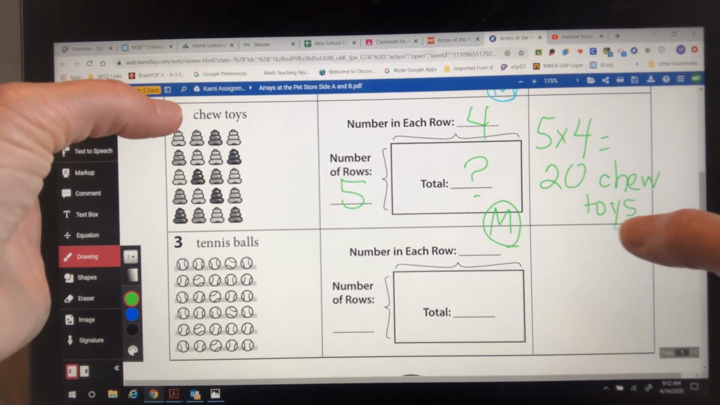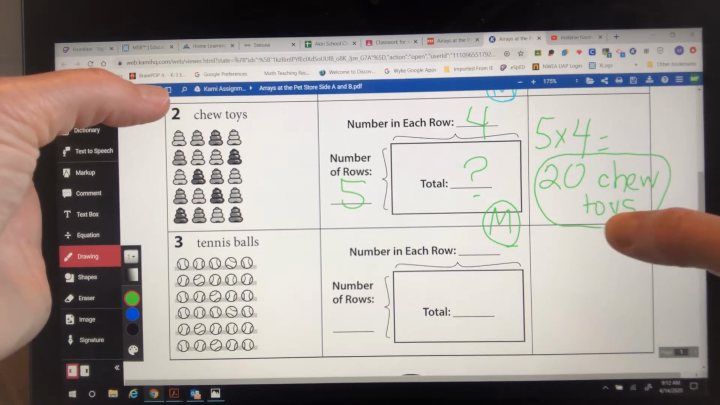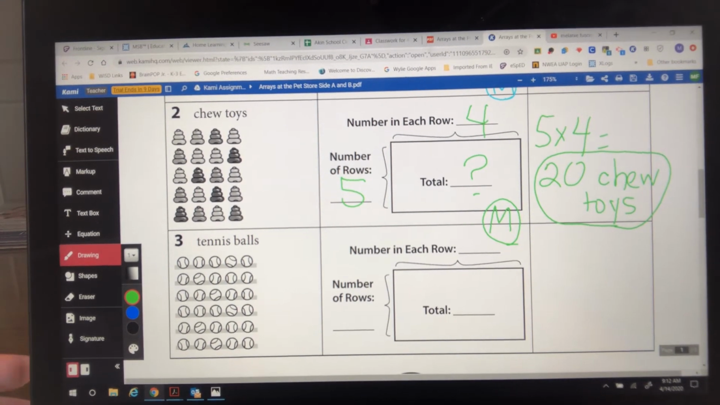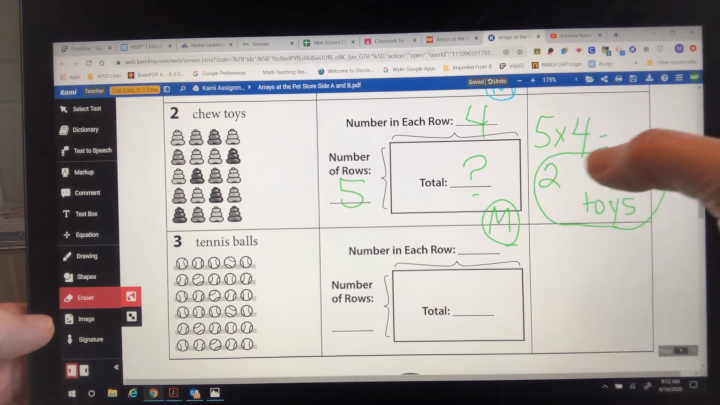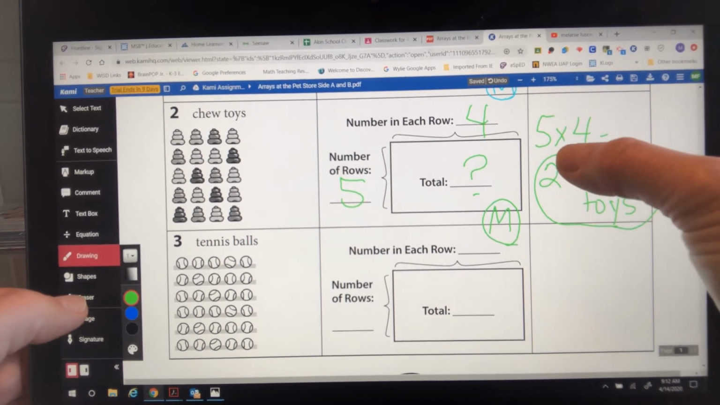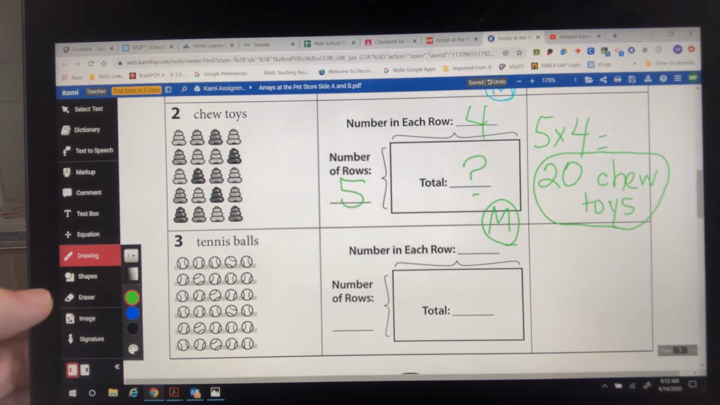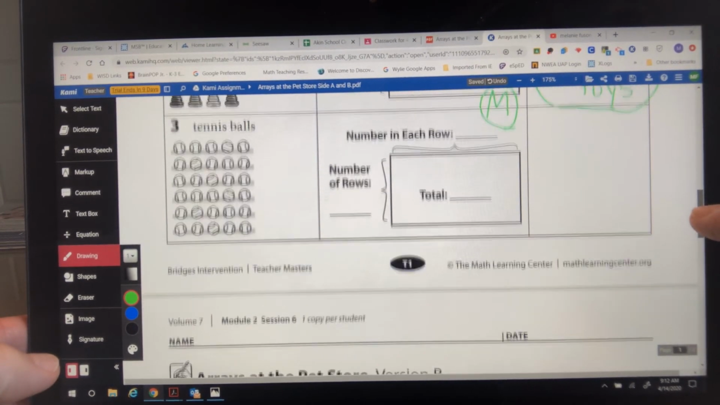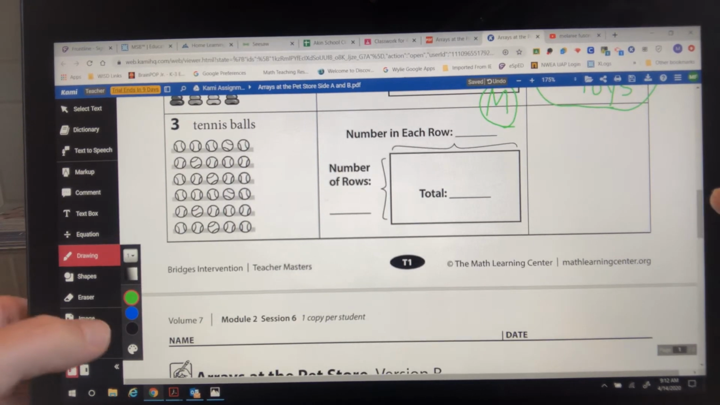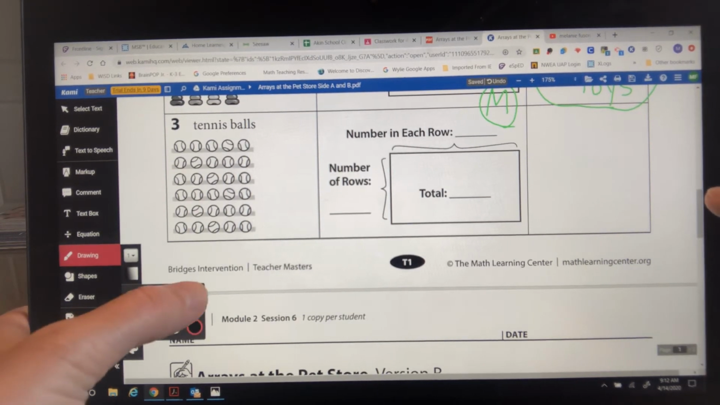Toys, because number 2 is all about chew toys. And anything you want to erase, for my new friends, it's pretty easy to do. All right? Very good. Okay, I'm really proud of you. Let's look at number 3. I'm going to choose a new color for number 3.